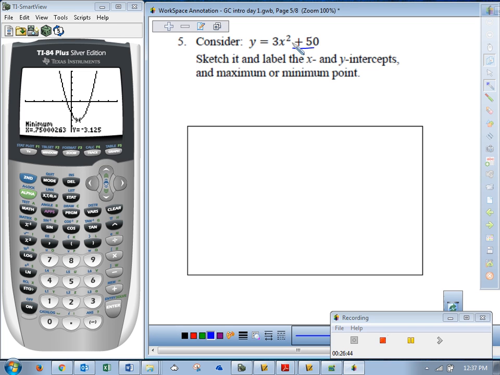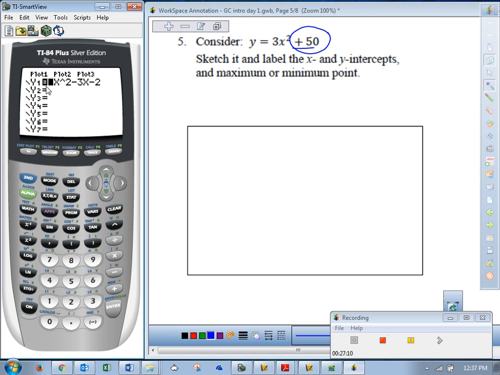And which way is the parabola going to go? Up or down? So this is like the minimum of the graph right there, which we'll get better at, right? I understand it's new to you, but we totally can punch this in, just like here. Let's clear that guy out. 3x squared plus 50.